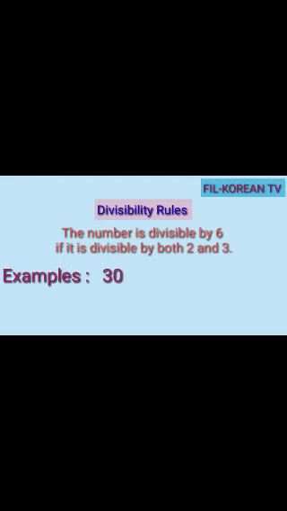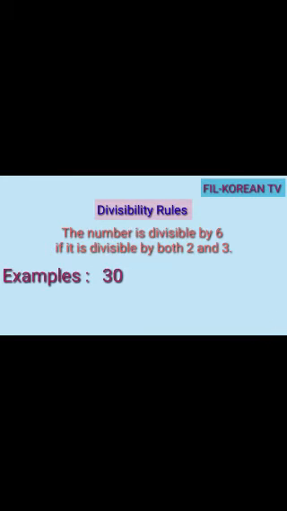Examples, 30. Ang 30 nagtatapos sa 0, even number. Pwedeng i-divide ito sa 2. Then, i-plus natin yung digits niya. 3 plus 0 equals 3. Ang 3, multiple ng 3, kaya yung 30 pwedeng i-divide sa 3. At dahil yung 30 ay pwedeng i-divide sa 2 at 3, automatic, pwede rin itong i-divide sa 6.